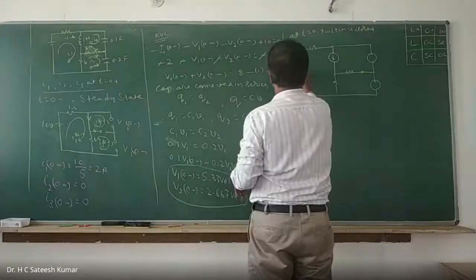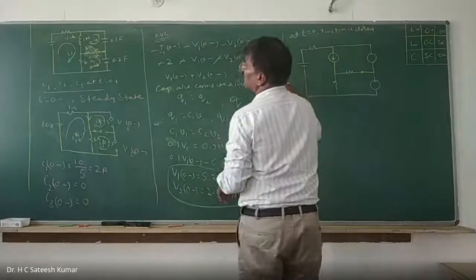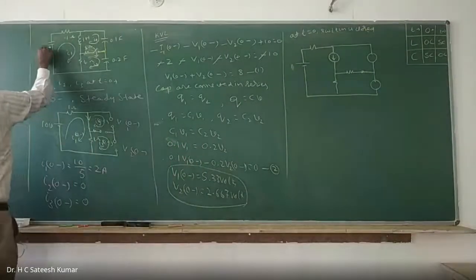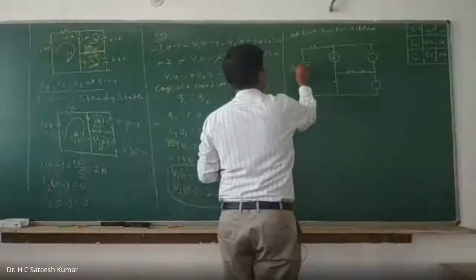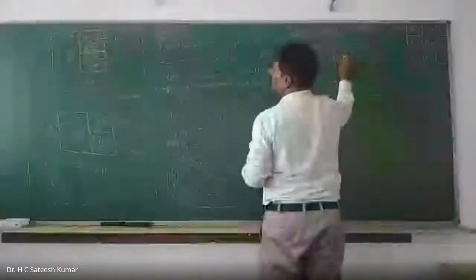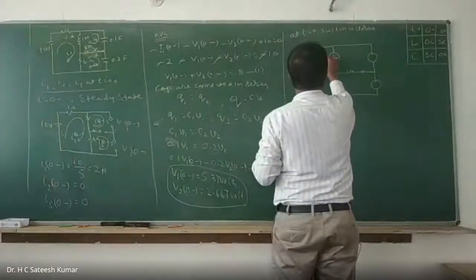Now, what is that we have? This voltage source value is 10 volts. And what is the current? I1 0 minus is 2 amps.